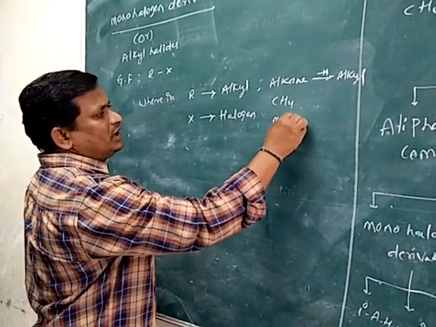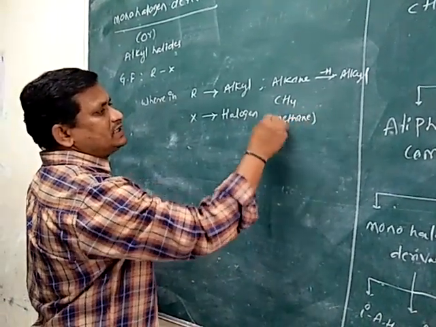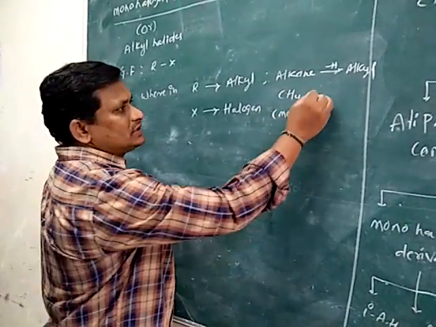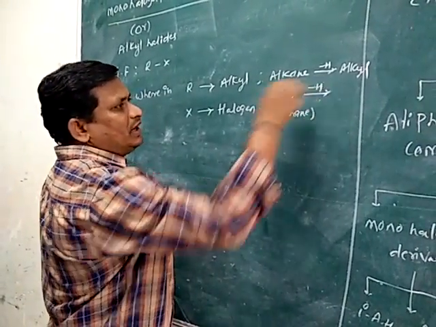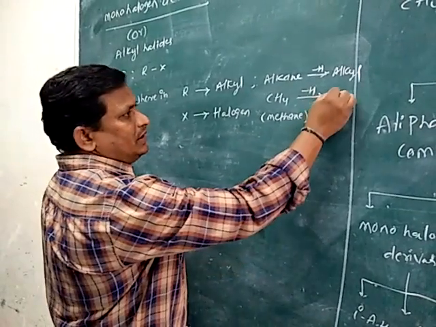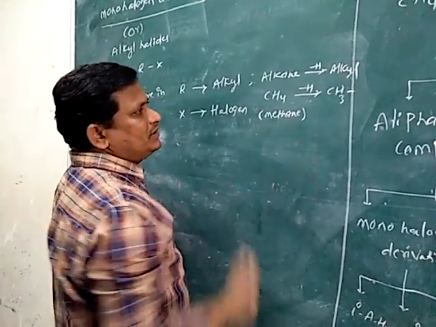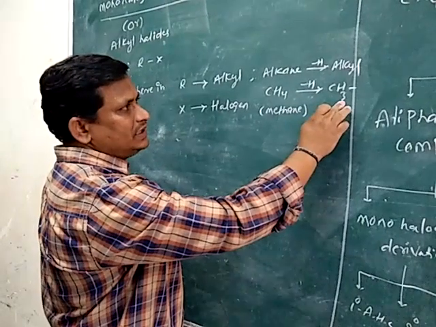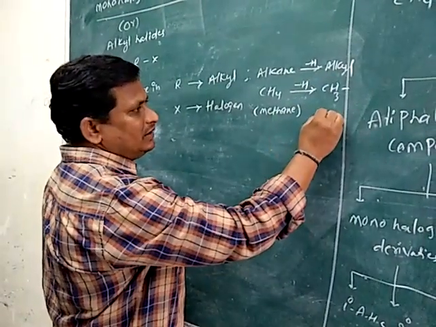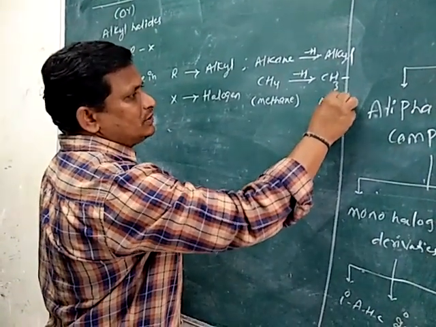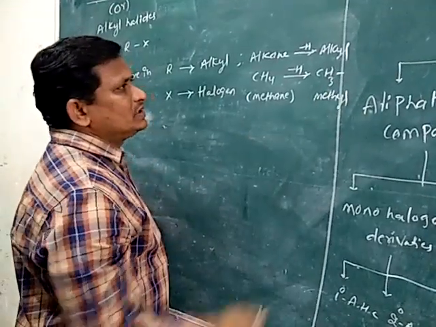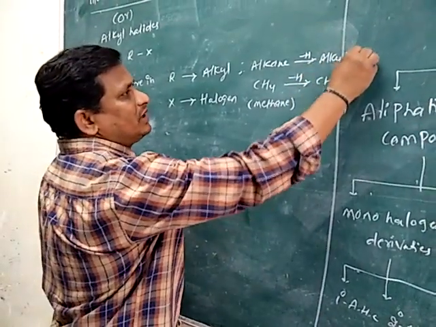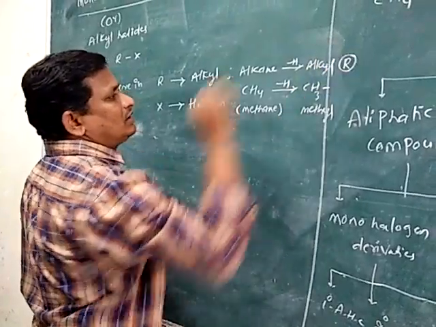For example, if we take CH4, one of the alkanes, its name is methane. The removal of one hydrogen gives CH3. CH3 is one of the alkyls, and its name is methyl. Generally, alkyls are represented with R.